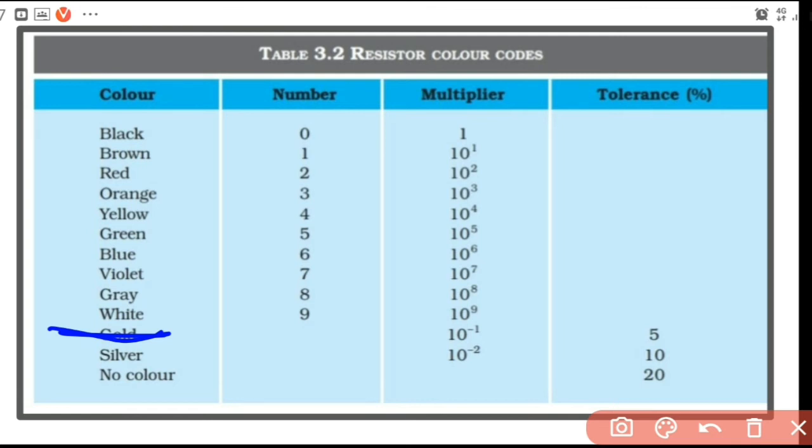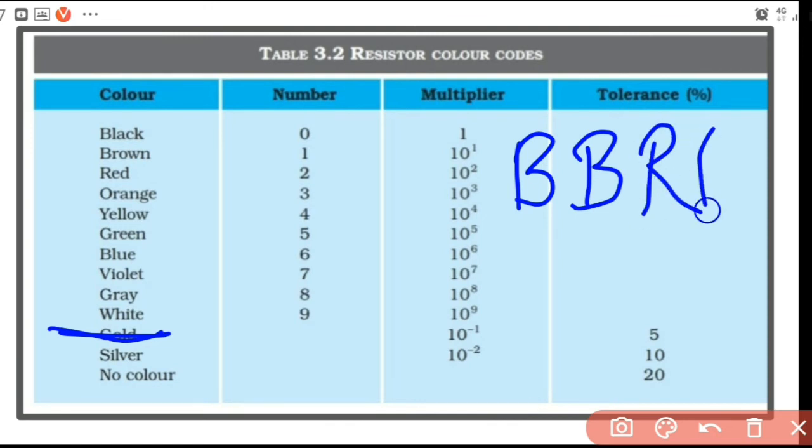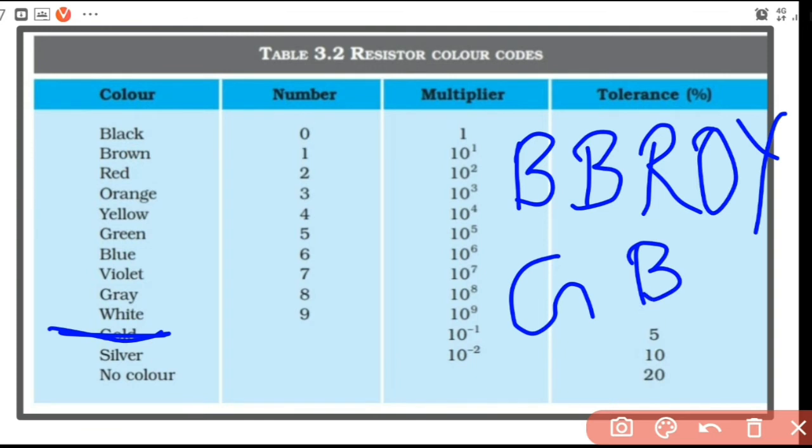You take the first letter of each color. So what is it? B, B, R, O, Y. B.B. Roy. So B.B. Roy stands for black, brown, red, orange, yellow. Then G comes, B comes. G stands for green and B stands for blue. So we can call it Great Britain. So B.B. Roy of Great Britain.